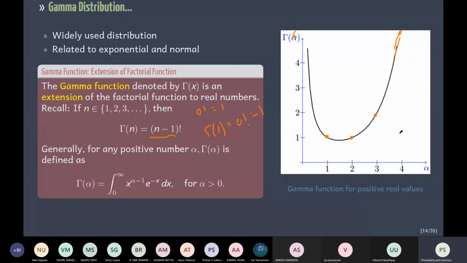At integer points, it should interpolate exactly those integer values, and then there is a nice continuation of this that will tell me the value for any arbitrary real number. So that's the extension of the factorial, the gamma function, that we are seeking in this case.